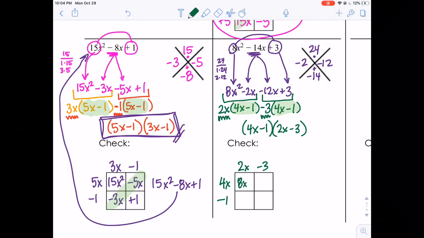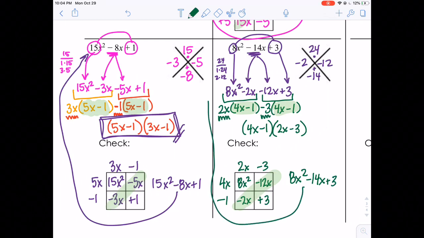I'm checking 8x squared, negative 12x minus 2x plus 3. Combine the like terms. We have 8x squared minus 14x plus 3. Check it out. And yes, it is the correct one. So I know that this is the correct answer.